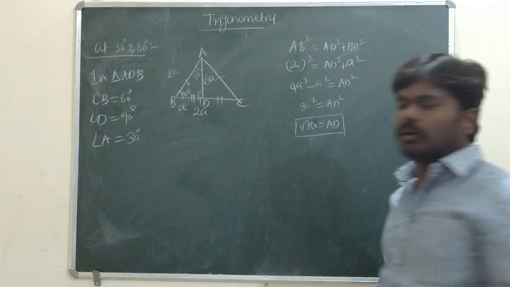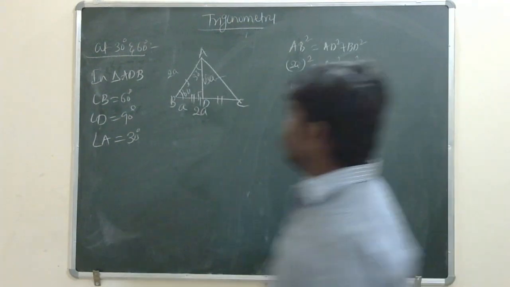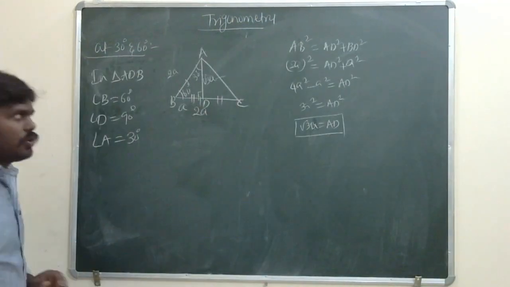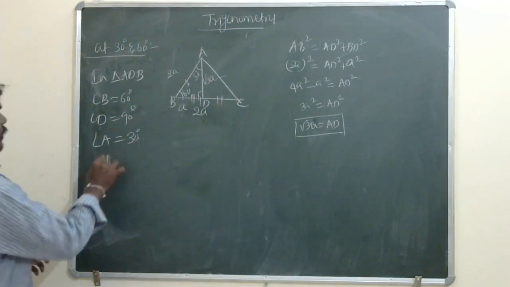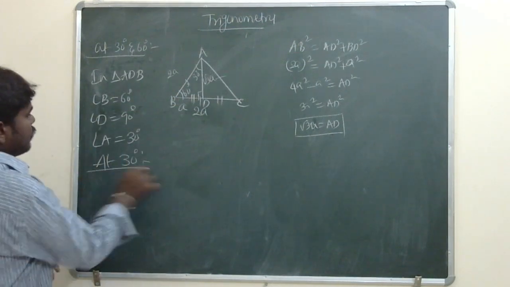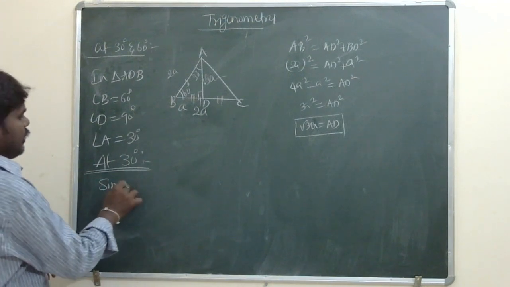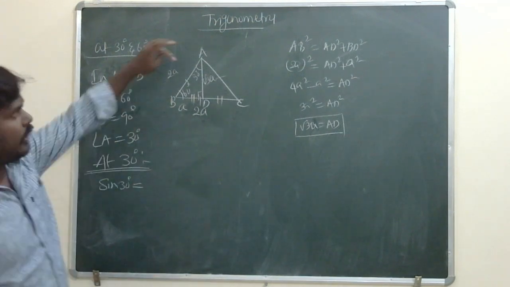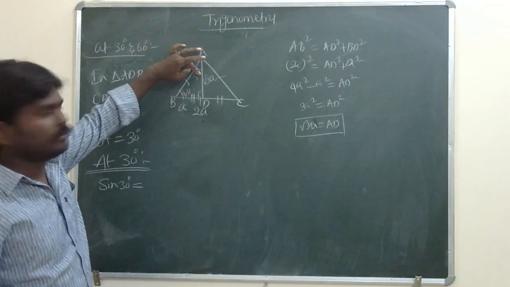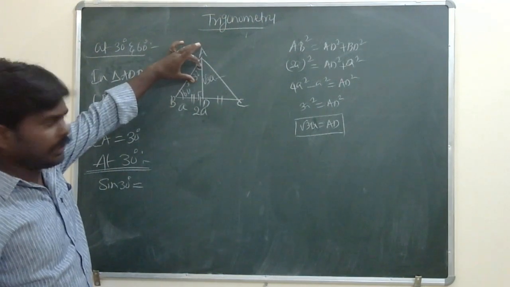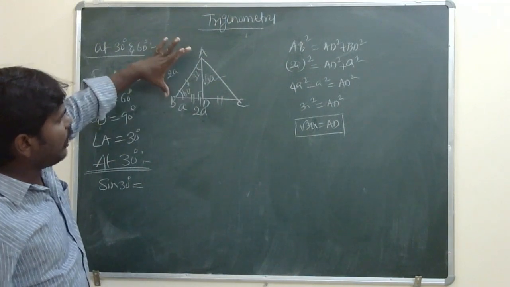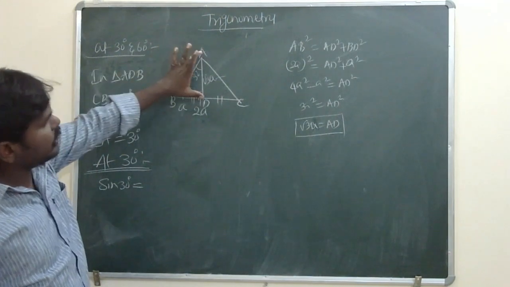So now, how to find the trigonometric ratio values at 30 and 60, we will see now. First, at 30 degrees. Here sin 30 means, here angle A, in the triangle ADB. With respect to angle 30, the opposite side is BD, hypotenuse is AB and adjacent is AD.